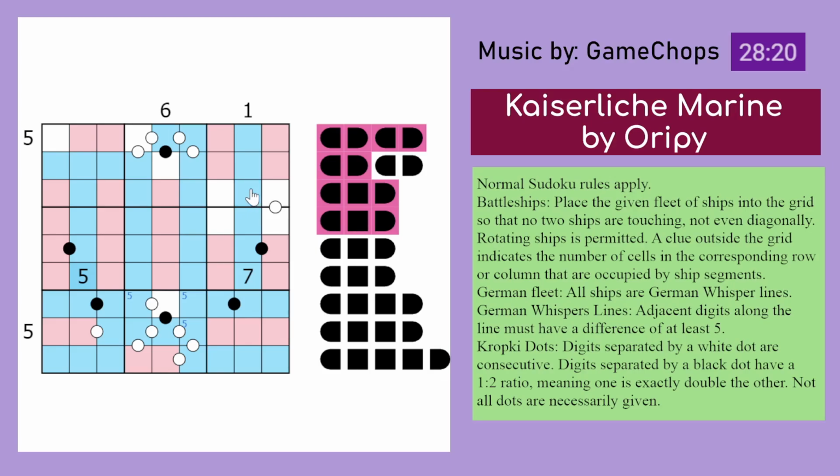I just think this is all there is to it, which is insane. Wait, no, that doesn't work. Hold on. Where does 5 go in column 5 now? It can't go anywhere. It can't go on a ship, it can't go on a pink cell, and it can't go next to a dot. So where does 5 go?